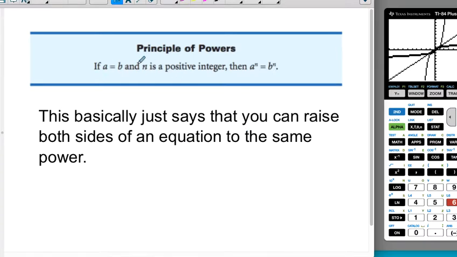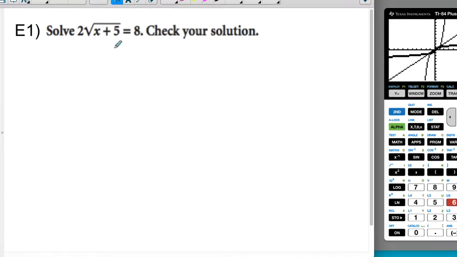So the principle of powers: if a equals b and n is a positive integer, then a to the n equals b to the n. So basically, this just says that you can raise both sides of an equation to the same power, which we pretty much already know, right? So let's go ahead and solve this.